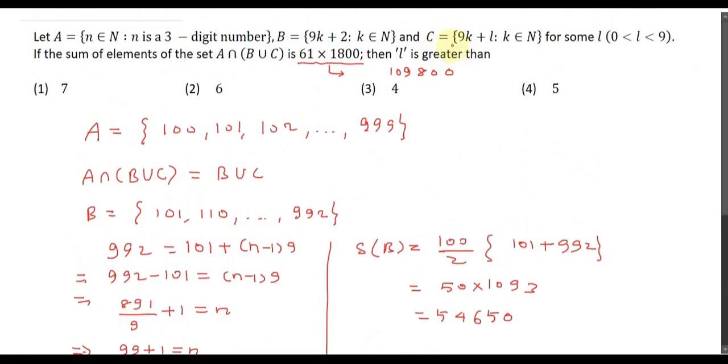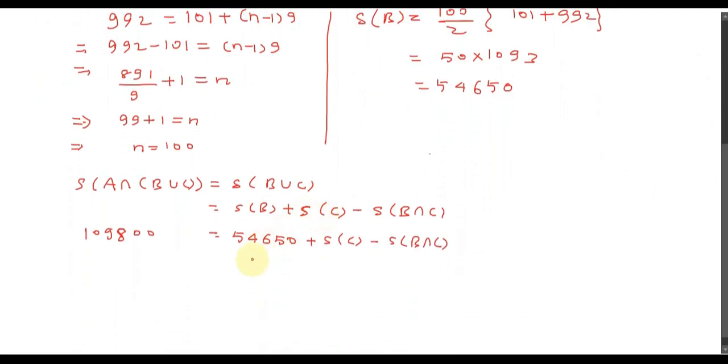So to find the sum of 3-digit numbers of set C, we have two cases depending upon the value of L. When the value of L is equal to 2, then set B and set C would become the same, would be equal. In this case, the sum of elements of set B and the sum of elements of set C would become equal.